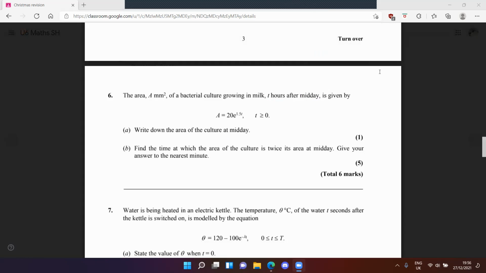Find the time at which the area of the culture is twice the area at midday. So we want the area to be 40, correct? So 40 equals 20 e^(1.5t). So 2 equals e^(1.5t). So ln 2 equals 1.5t. t equals ln 2 over 1.5. I made A equal to 40, twice our answer in part A, and then just solve for t.